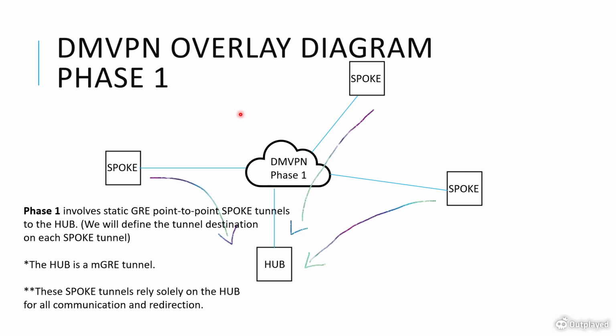So for DMVPN overlay for phase 1, this is the diagram that I chalked up. All the spokes are trying to talk to the hub over those tunnel IP addresses. So they're all registering with the hub, with NHRP, getting their mappings done for the hub, and then any spoke-to-spoke communication relies solely on the hub. So phase 1 involves static GRE point-to-point spoke tunnels to the hub. And we define the tunnel destination on each tunnel.